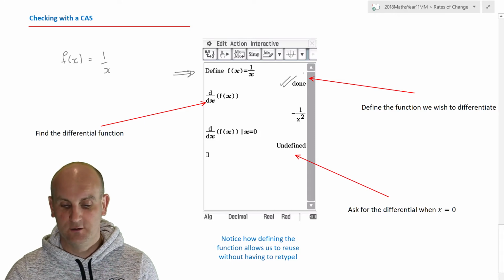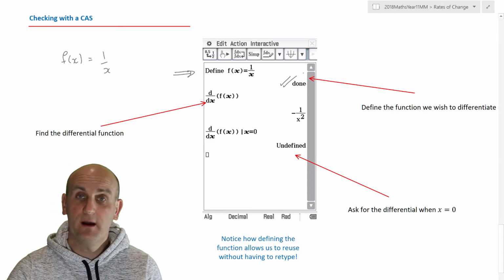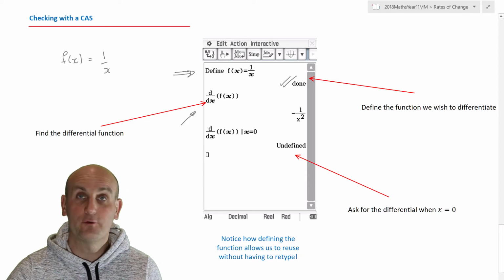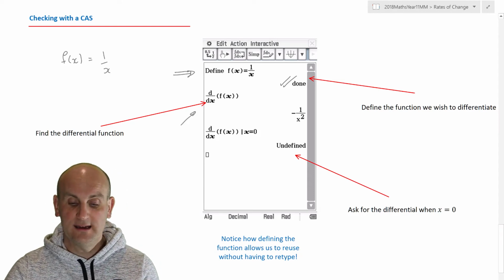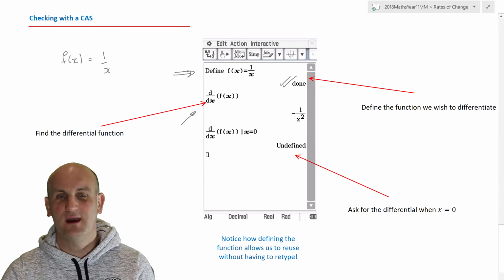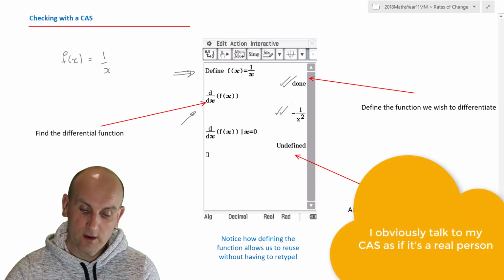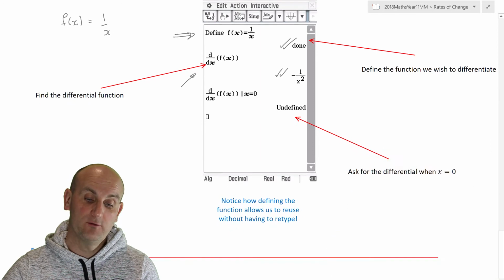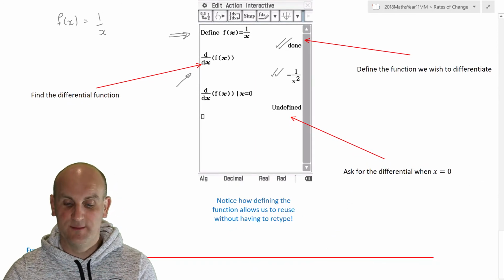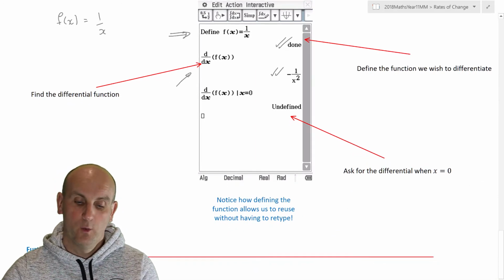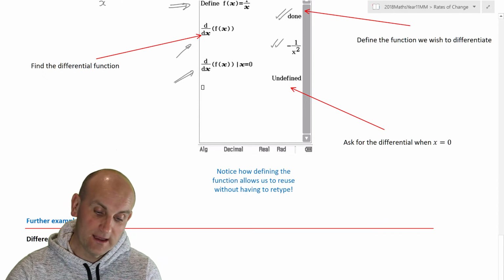Now what do you want me to do about it? Using my keyboard, and this was all shown in a previous video, I can now say, well, can you do me a favor, calculator? Can you differentiate my function? And lo and behold, out comes 1 over x squared, or minus 1 over x squared, which is exactly what we're expecting. And what does this little doohickey mean?